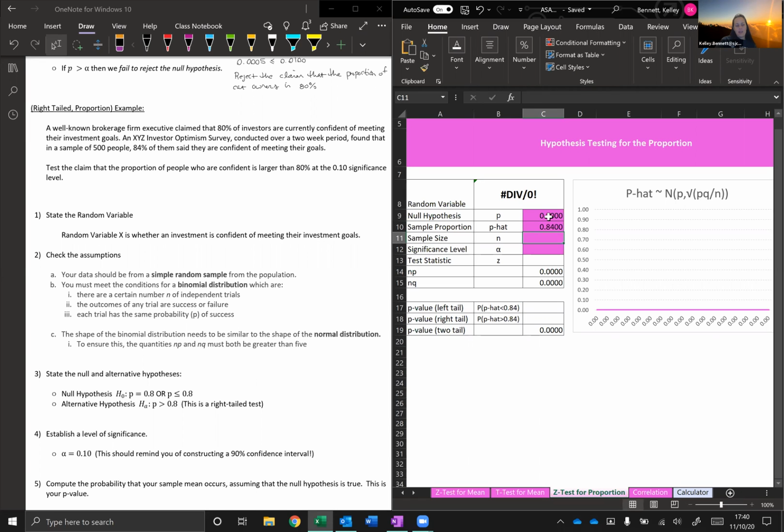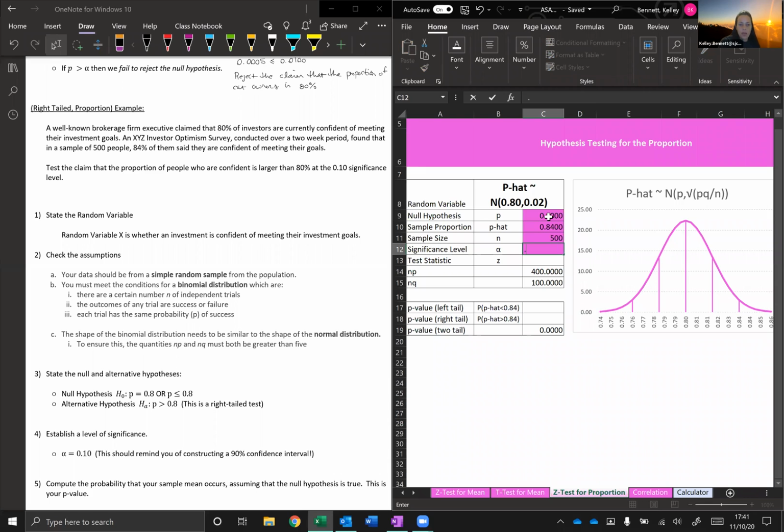What if they had said 100 people said they were confident? If they're giving you the number of successes and not the percentage of successes, make sure that you put in your p hat as the number of successes over the number of people asked. That's a common theme that we saw in chapter 8. Just a reminder. Our sample size was 500. Our significance level was 0.10.